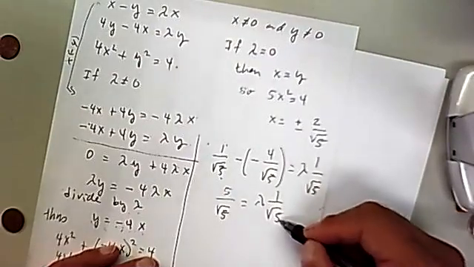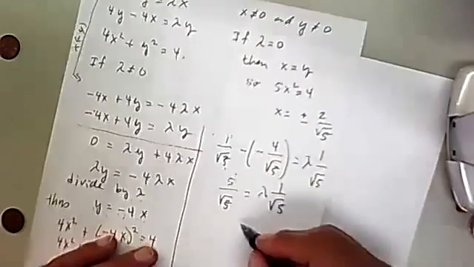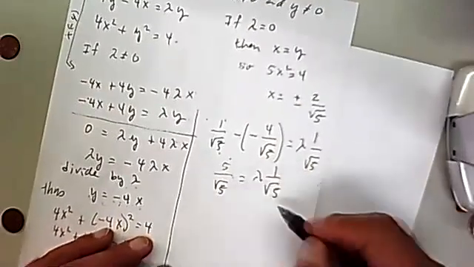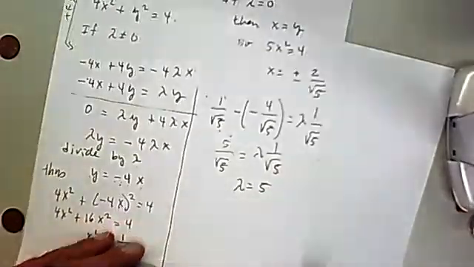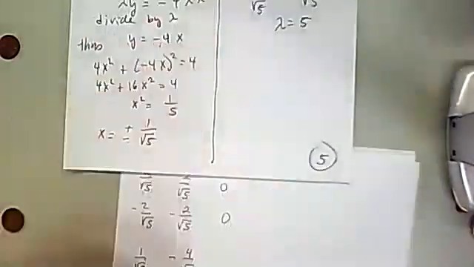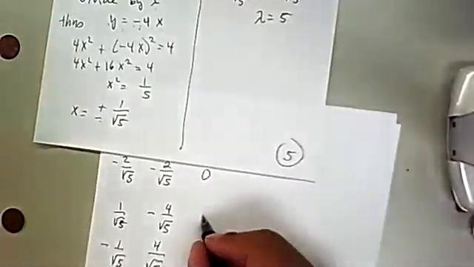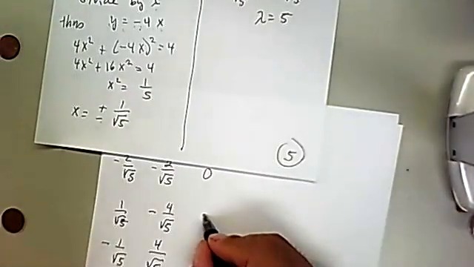We can multiply by square root of 5 up here. So we cancel, multiply by square root of 5. So lambda has to be 5. So when x is 1 over the square root of 5, lambda is just 5. It's a nice whole number.